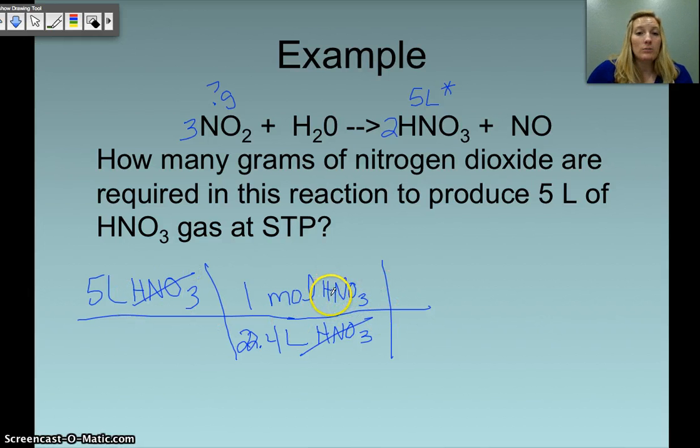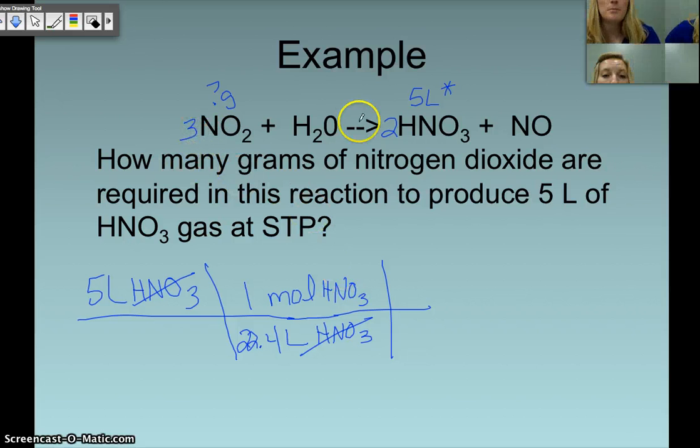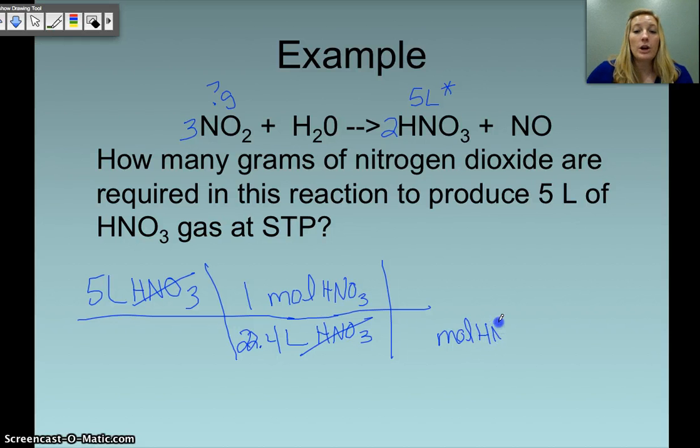We're in moles now. And now to get from moles to moles, we use the balanced equation. So our moles of HNO3 is going to go on bottom. Moles of what we're going to, which is our NO2, is going to go on top. And from our balanced equation, we know that there are 2 moles of HNO3, and there are 3 moles of NO2. Moles of HNO3, gone.